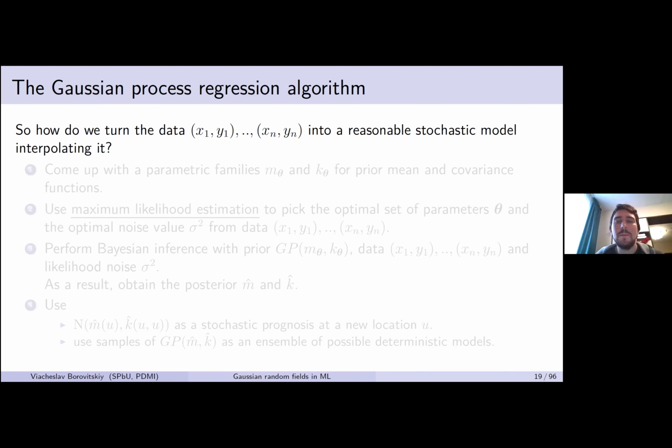Yeah, so on the previous slide, we had what I called Bayesian inference for Gaussian processes. And now, a larger pipeline is what is called the Gaussian process regression algorithm. It includes Bayesian inference for Gaussian processes, but it also includes some additional steps. It answers the question of how we turn this data x1, y1, and so on, xn, yn, into a reasonable stochastic model interpolating it.